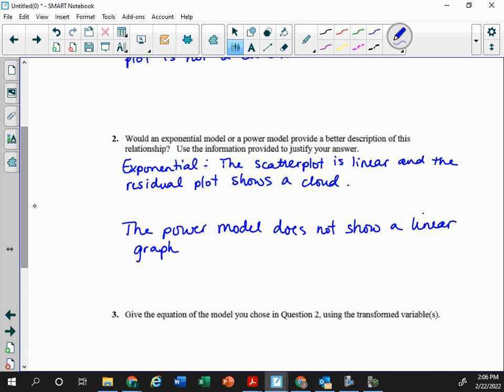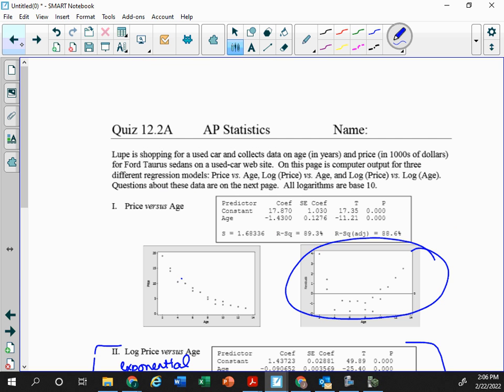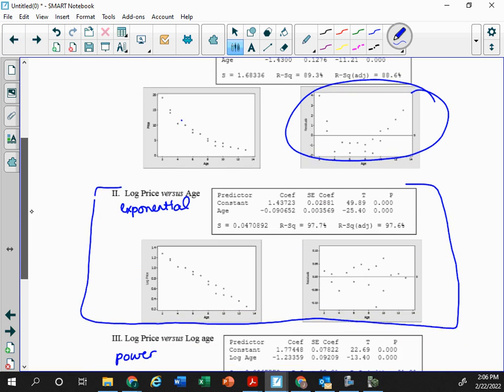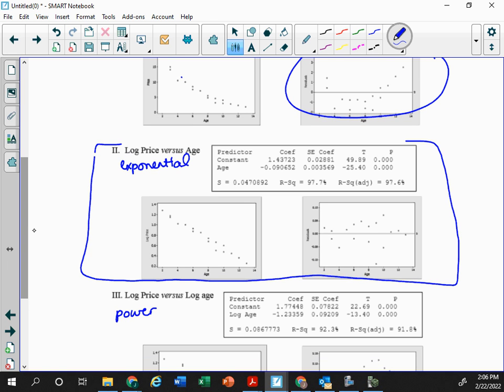All right, now we need the equation of the model that we chose in question 2. We picked the exponential, so now we need to use our computer printout to write the equation. What two numbers am I using here? Yeah, these two, the coefficients: 1.43723 and negative 0.09.